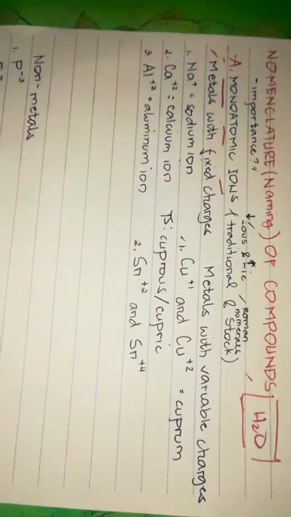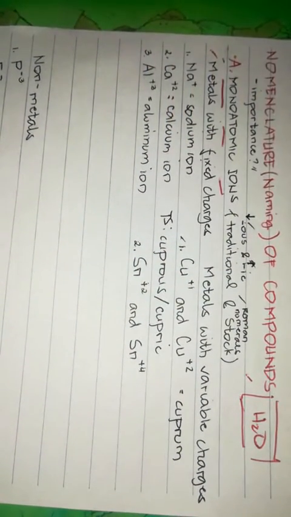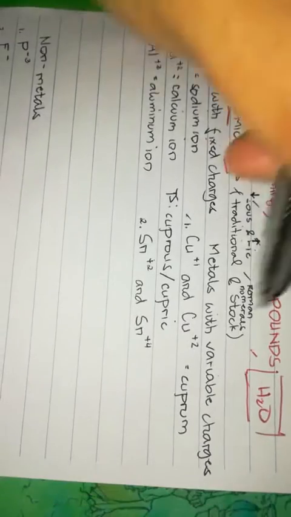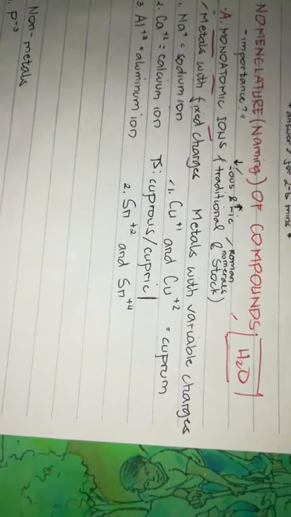So, kapag sinabi natin cuprous, ito yung copper na mas mababa ang charge, which is, in this case, yung positive 1. Pag sinabi natin cupric, it is the copper na may mas mataas na charge, which is positive 2. So, that is using the traditional system. What about using your Roman numerals?